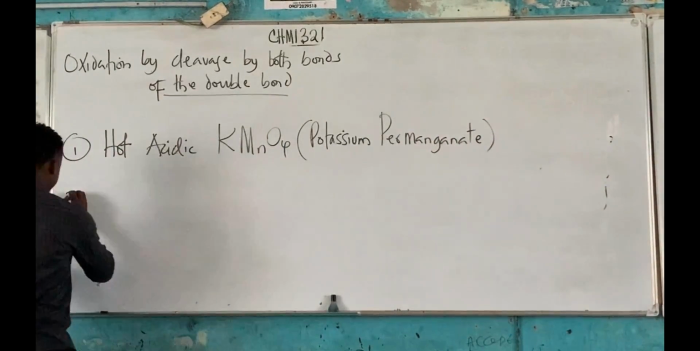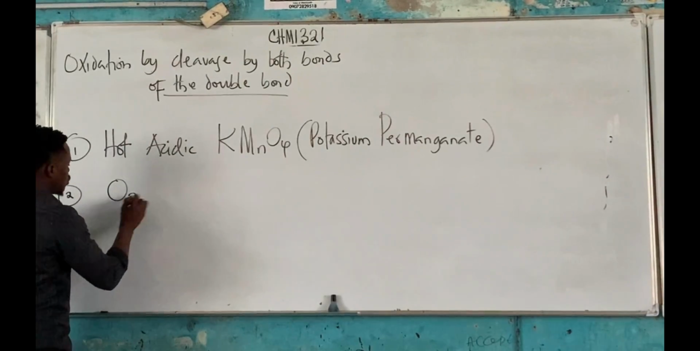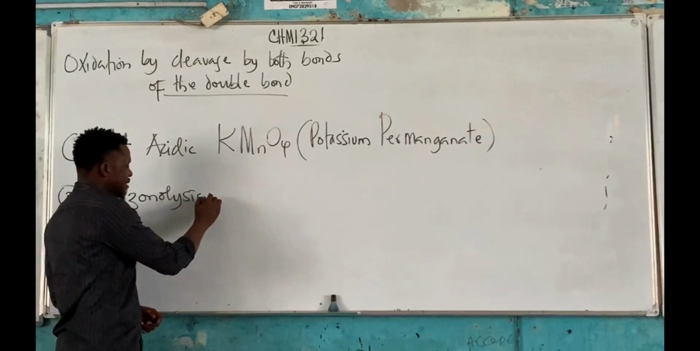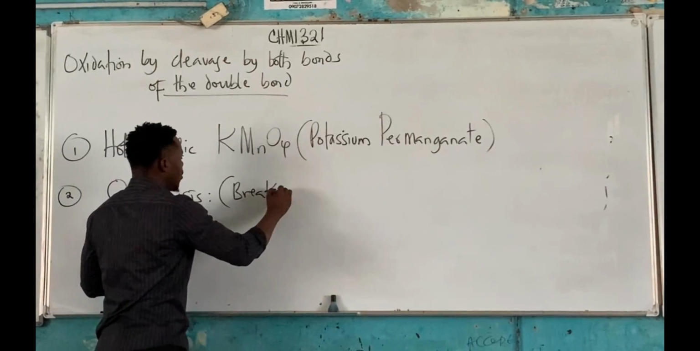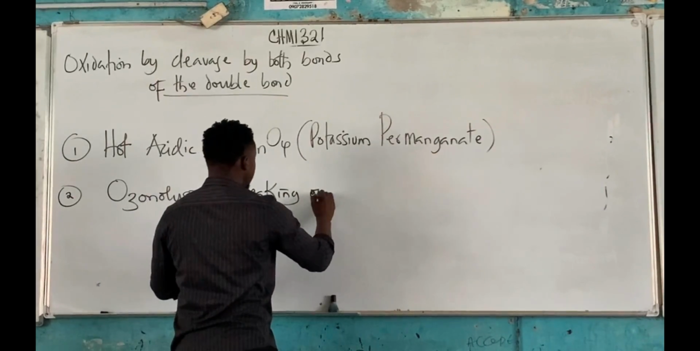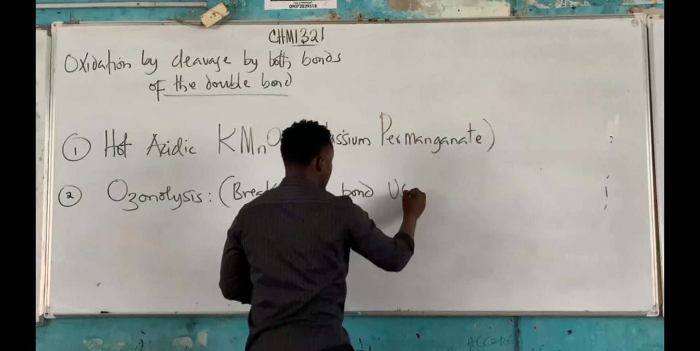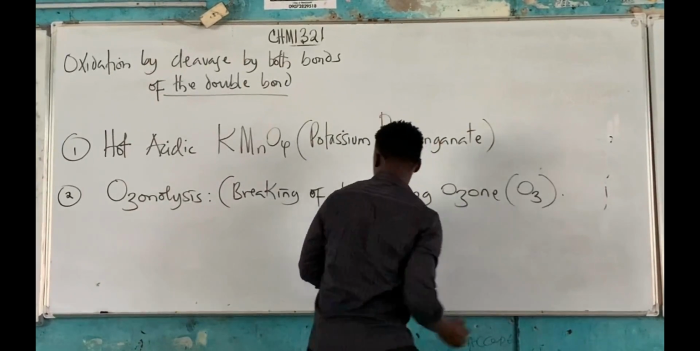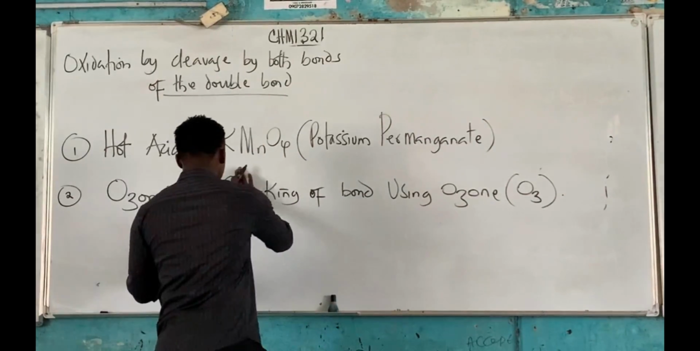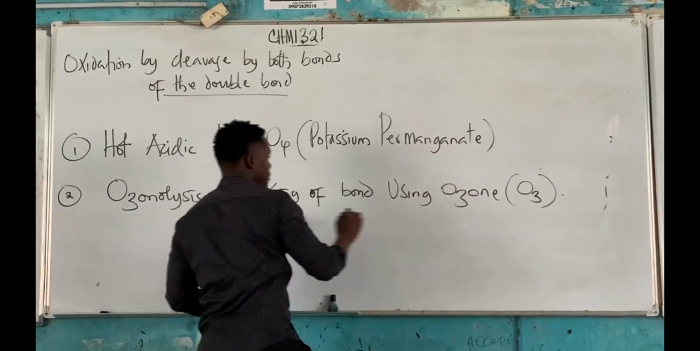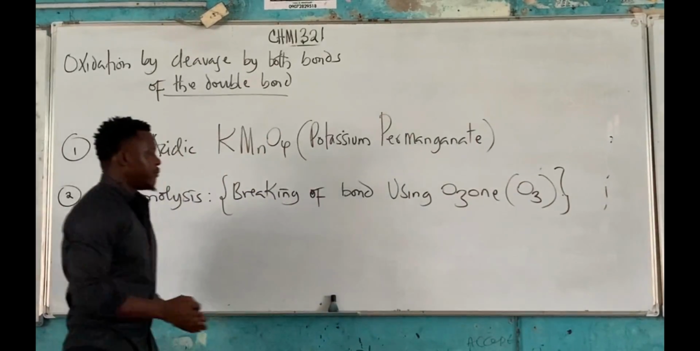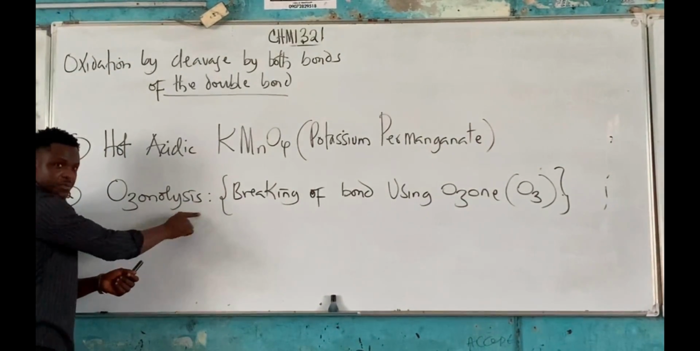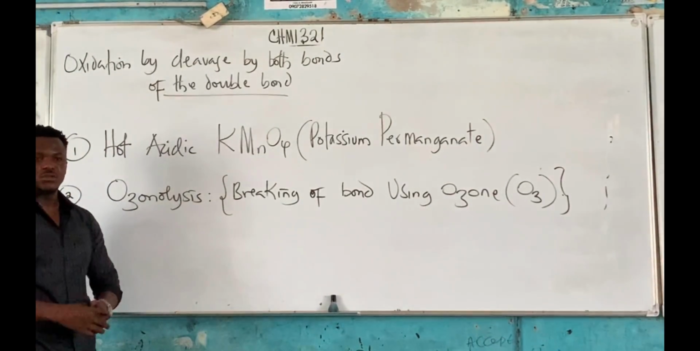Now the second one is ozonolysis. Ozonolysis is the breaking of bonds using ozone. So anytime you see lysis, as I told us last time, this stuff you're seeing here means break. So ozonolysis means breaking of bonds using ozone.